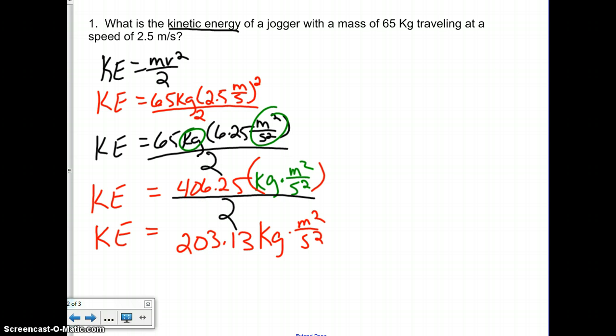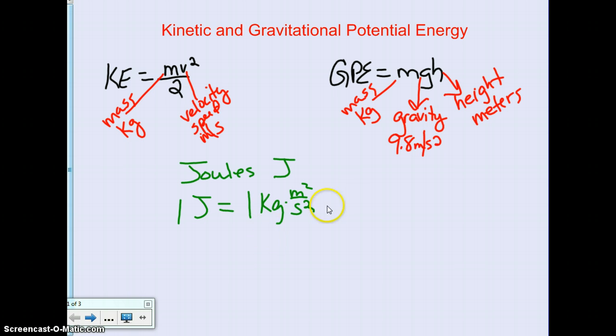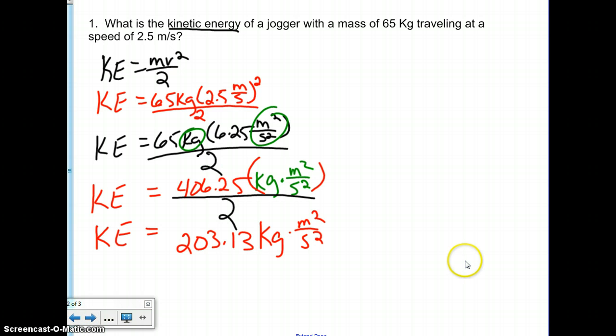If you recall from the first slide, this right here is the same thing as a joule, so we can rewrite our answer as such, 203.13 joules. It's much less to deal with.